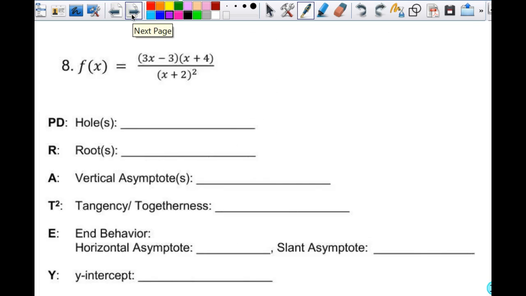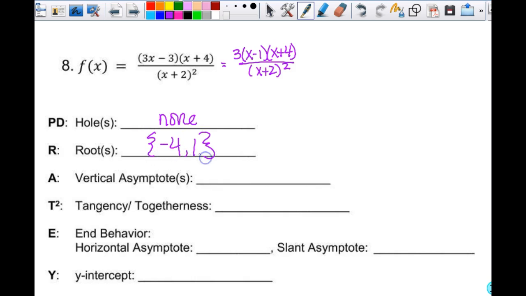Is this one fully factored? No, it's almost, but not quite. So what else can I factor out? Well, I can factor out a 3. So f of x is 3 times x minus 1, x plus 4 over x plus 2 squared. Any point discontinuity? No. My roots are at negative 4 and 1. Vertical asymptote, x equals negative 2. Any tangency or togetherness? Yes, togetherness, at x equals negative 2.